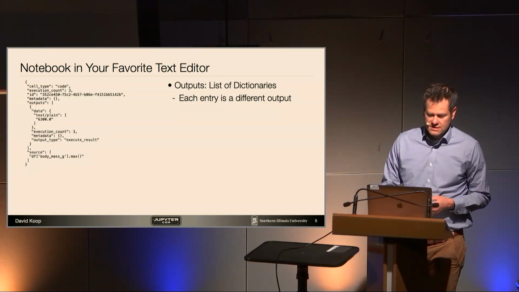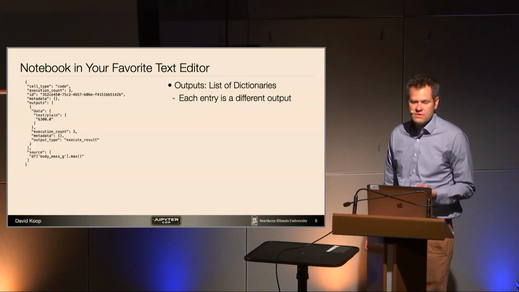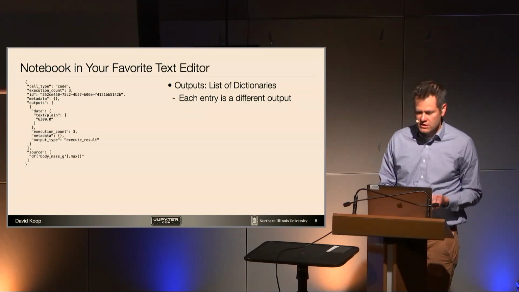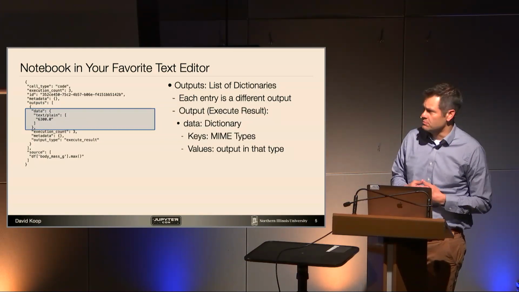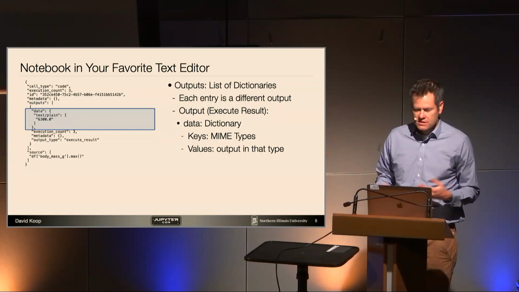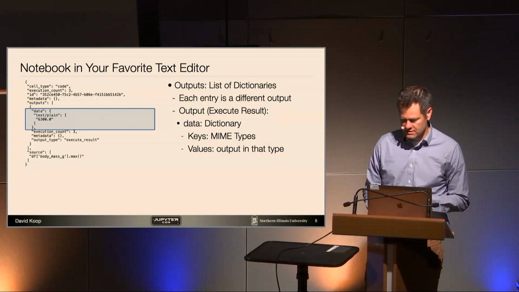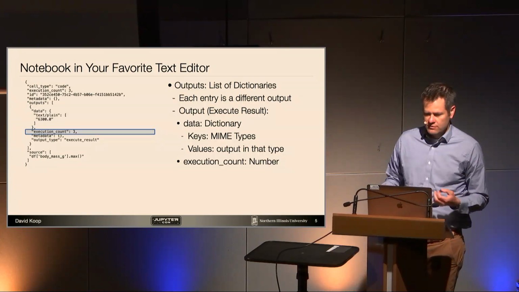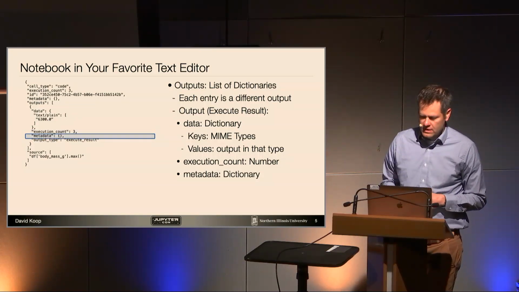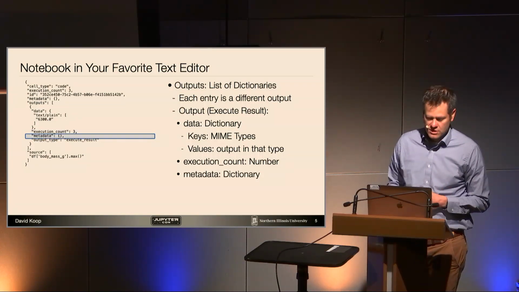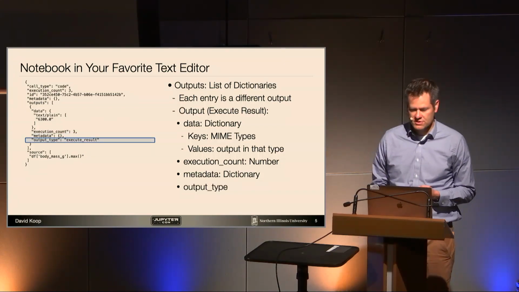But in other cases, that contains a lot more information. It contains a list of dictionaries, so each entry is itself a different output. For something that's just printing out a simple number, we have this data dictionary, which contains MIME types as well as the values that are output in that type. Some execution count information that should usually match the execution count of the cell. And then metadata, which again can be associated with the output. And finally, the output type, which in this case is execute result.